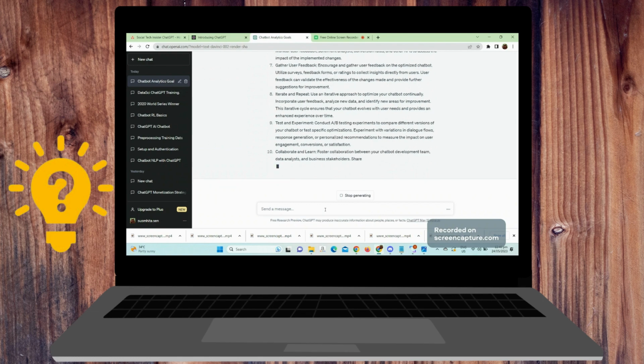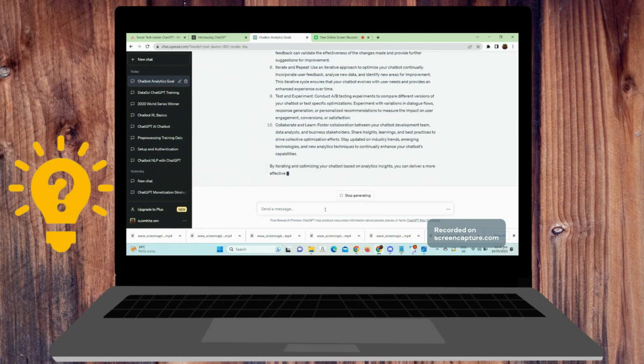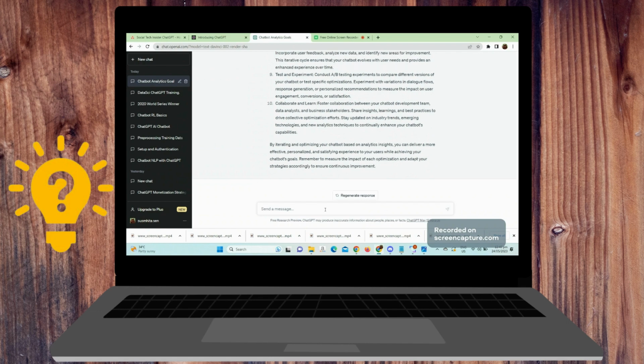Remember, while these steps provide a simplified overview, the process of chatbot analytics may involve additional complexities depending on your specific requirements and the tools you choose to use.